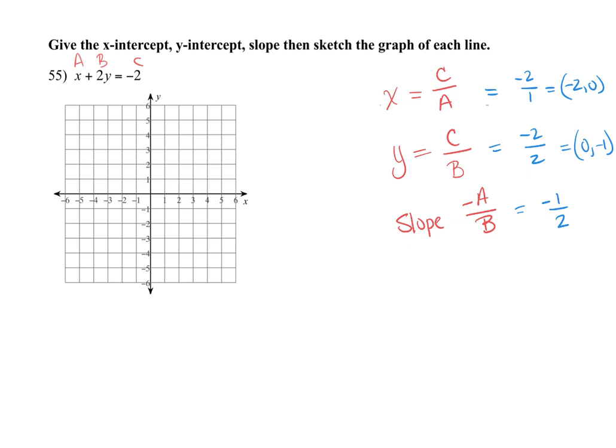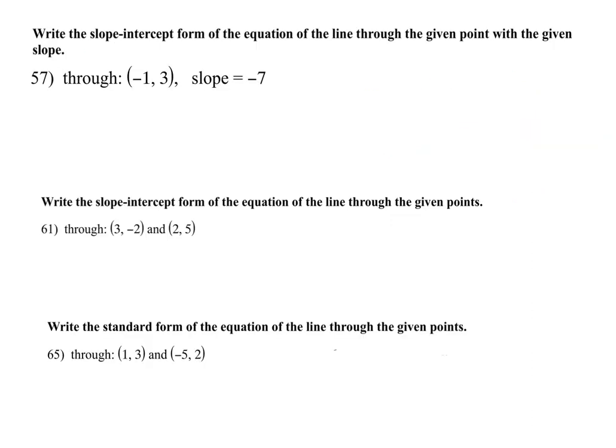All right. Once I have these 2 points, I can just graph it. -2, 0, that's my x-intercept. 0, -1, that's my y-intercept. Once I have 2 points for any line, I can go ahead and graph that line. And so I'm going to just draw a line through the 2 points, arrows on either end, and I have graphed it.